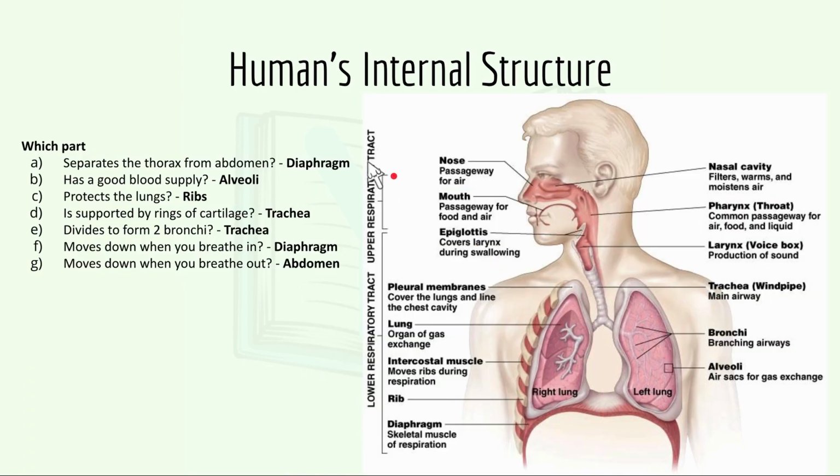So here we have the human internal structure. We have a diagram over here, and here's the part which separates the thorax from the abdomen, which is the diaphragm. The diagram also shows the lungs, which have a good blood supply, the alveoli, the ribs, which protect the lungs, and the trachea, which is supported by rings and divides to form 2 bronchi. The diaphragm moves down when you breathe in.